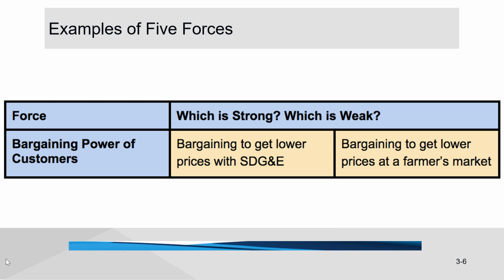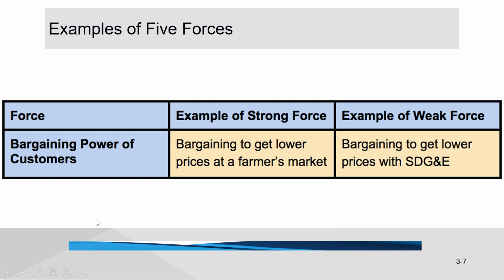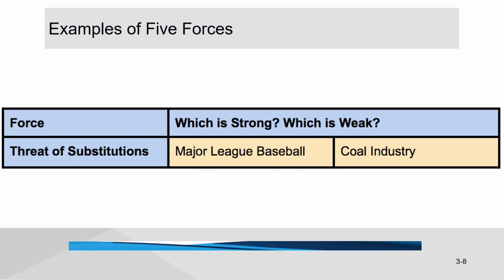The bargaining power of customers, however, is pretty strong if we're bargaining to get lower prices at a farmer's market, kind of for the same reasons: there are lots of substitutes available, and when there are lots of substitutes available, it's easier as a customer to bargain to get lower prices. Okay, let's move on to another example. Here are the answers to the last one, just in the order where they belong. Can we organize this one into the correct order?